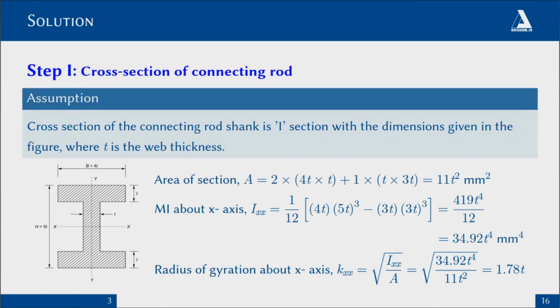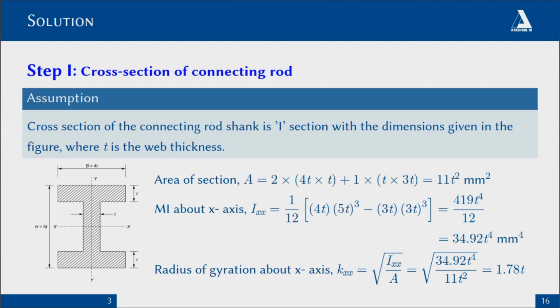In step 1, we determine the cross-section of the connecting rod. We assume that the cross-section of the connecting rod shank is an I-section with the dimensions as given in the figure. T represents the web thickness, which is constant throughout the I-section. The width of the I-section is 4 times T and the height is 5 times T. From the figure, the area of the section is 11 T squared. If T is in millimeters, the area will be in millimeter squared.